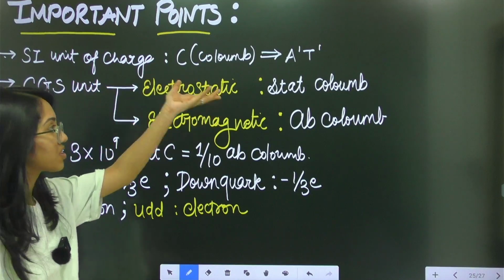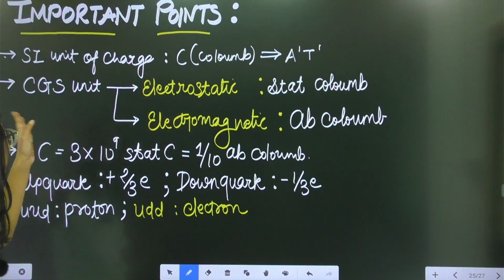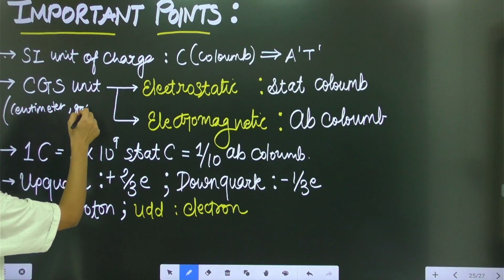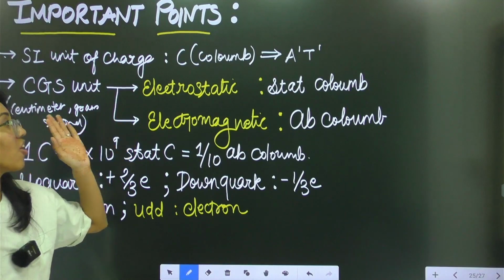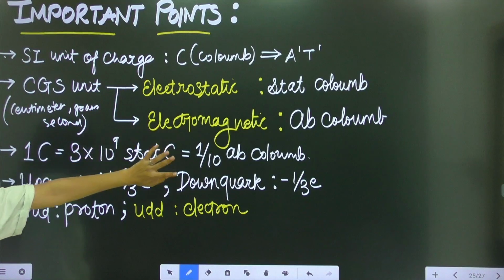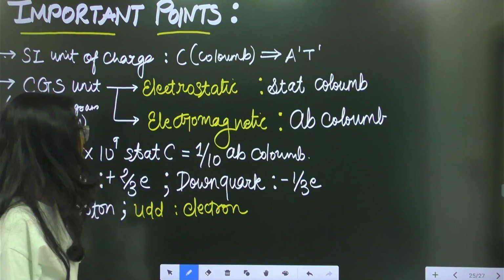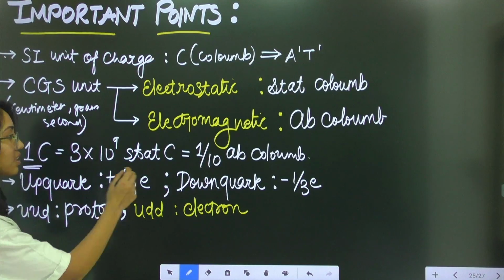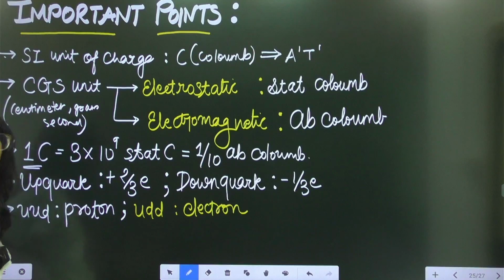The SI unit of charge, we know, is the coulomb, and the dimension formula is A1 T1. The CGS unit, meaning centimeter gram second, of charge has two: in electrostatics it is the statcoulomb, and in electromagnetics it is the abcoulomb. 1 coulomb equals 3 into 10 raised to 9 statcoulomb. And 3 into 10 raised to 9 statcoulomb equals 1 by 10 abcoulomb.